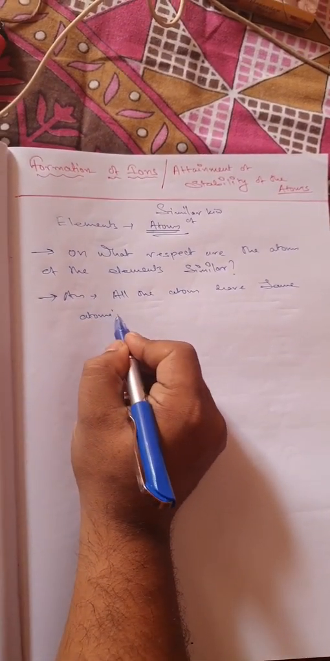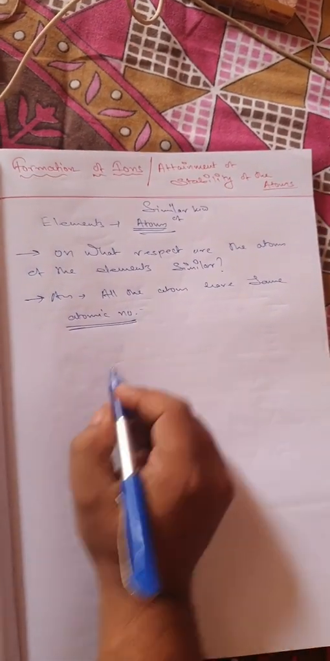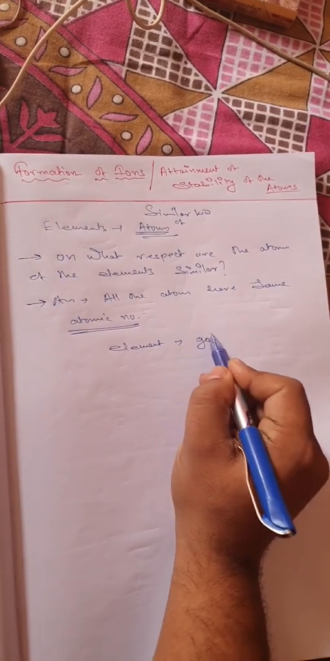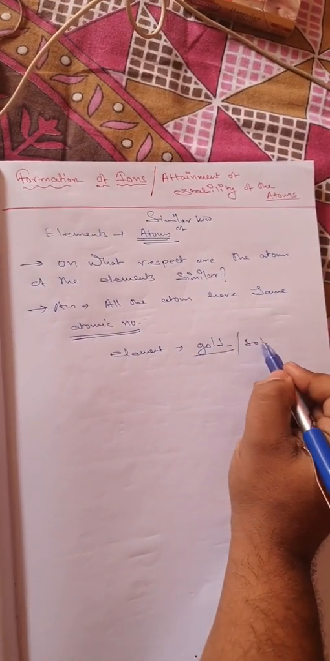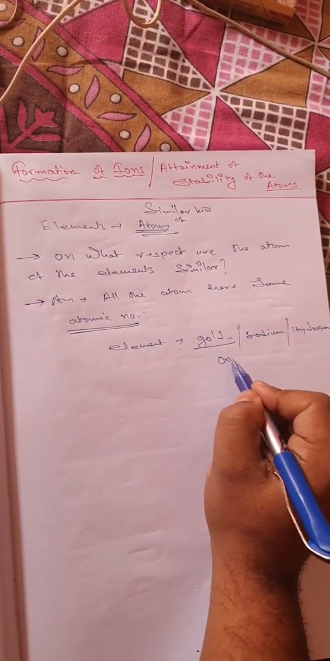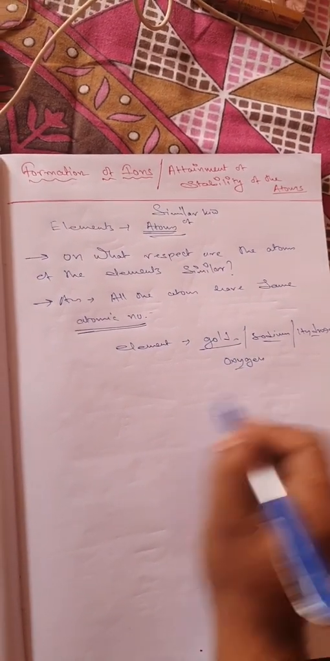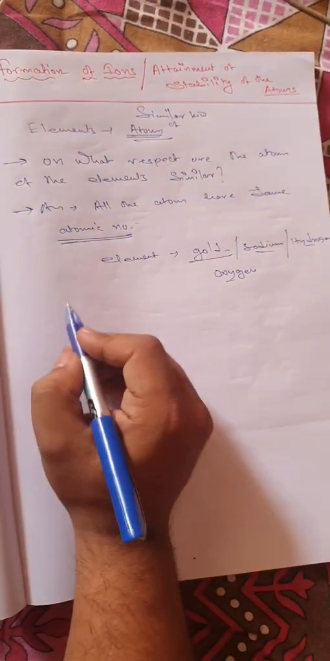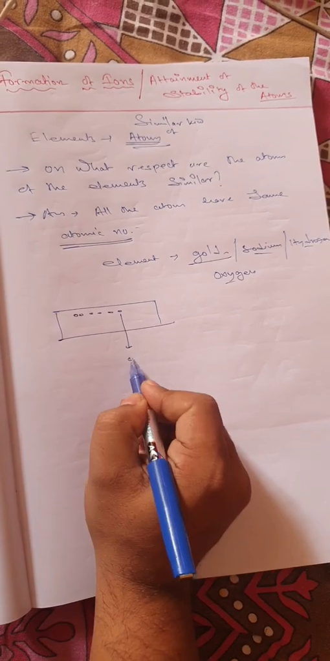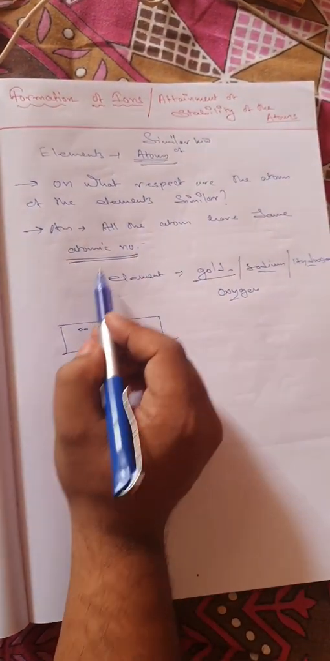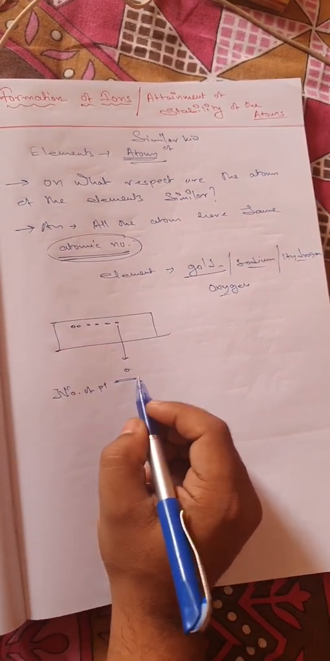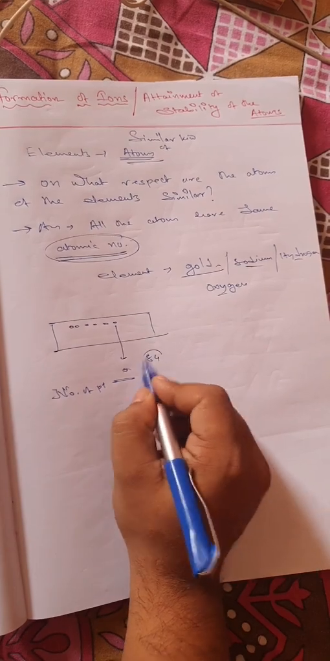atomic number. Because they have the same atomic number, that means if there is an element, suppose for example gold, or sodium, or hydrogen, or oxygen, whatever element it is, suppose this is a block of gold, it has millions and millions of atoms, and all the atoms will have the same atomic number. Same atomic number means inside the nucleus the number of protons in one atom will be the same, suppose 84 or whatever it is.